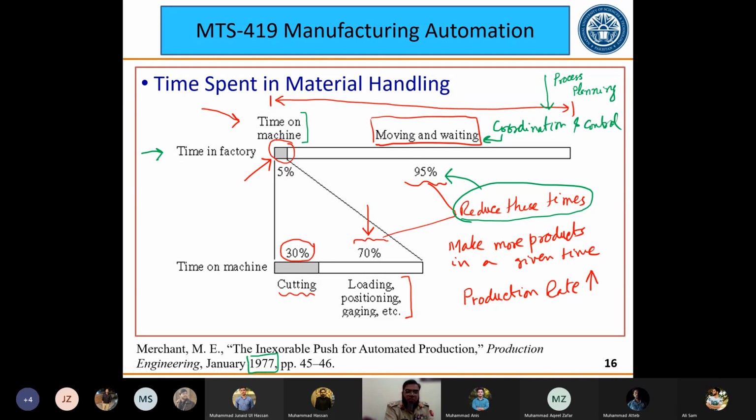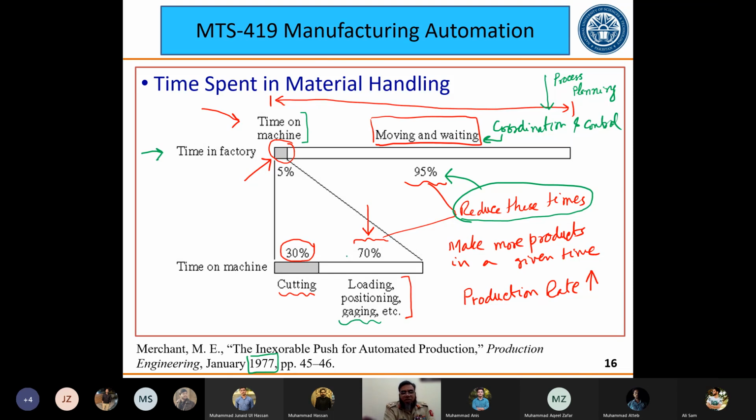Now an interesting thing is that out of this 5% of the time, the time spent on the machine is only 30%. 70% is being utilized in loading, positioning, and gauging. Gauging means inspection. We are carrying out the inspection also.